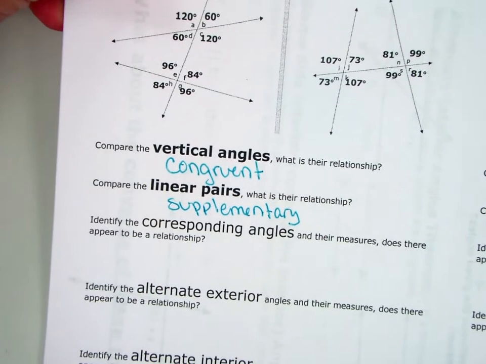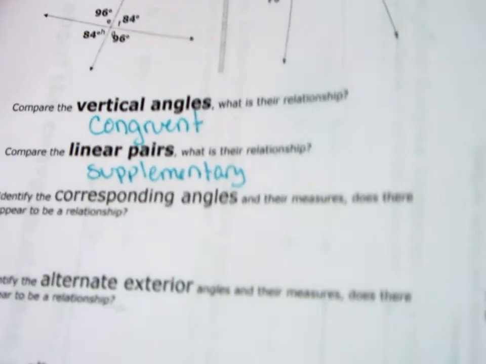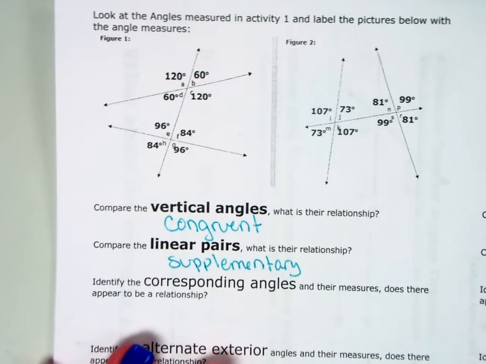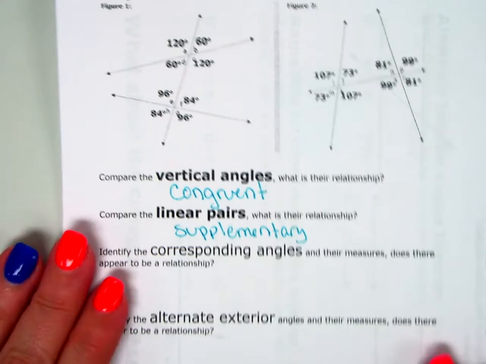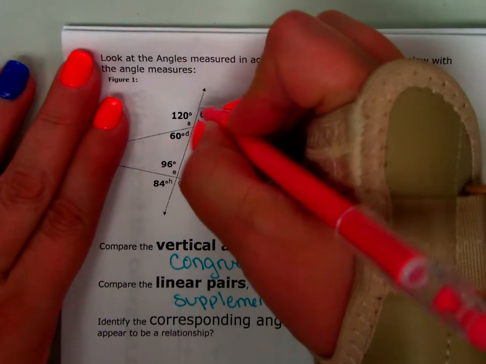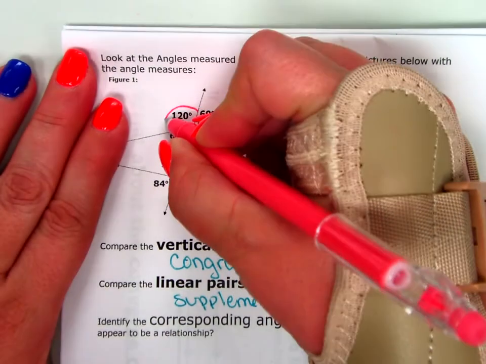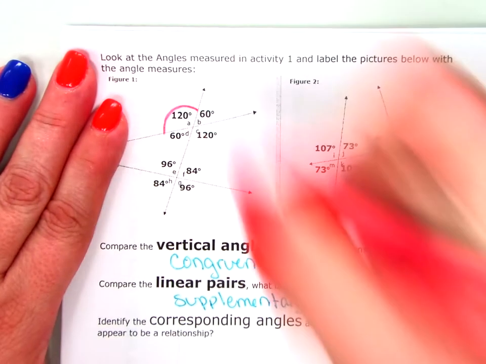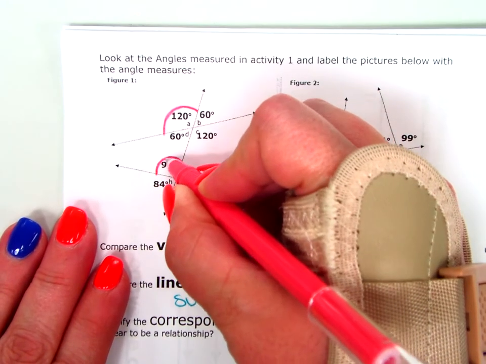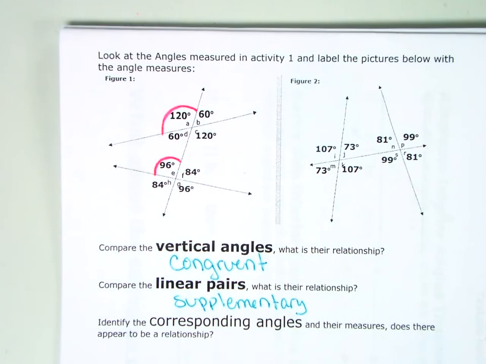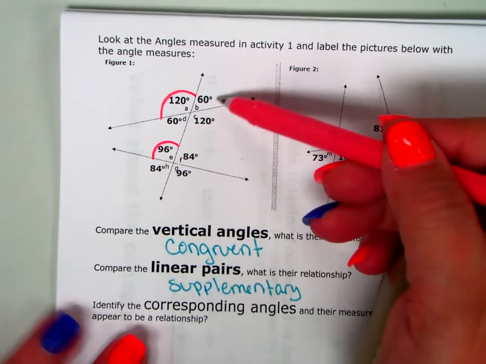Identify the corresponding angles and their measures. Does there appear to be a relationship? So what does it mean to be corresponding? Do you remember? The same position, right? Not necessarily the same angle. We're going to see right now if they're the same angle. If I'm looking at angle A, which angle would be corresponding to angle A? Angle E. One's 120, one's 96. Does it seem like there's a relationship there? No. Not really.